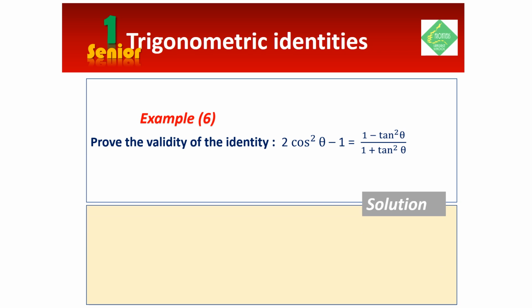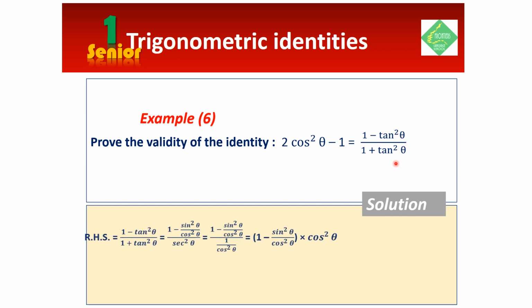Let's take example 6. Prove the validity of the identity 2 cosine square theta minus 1 equals 1 minus tan square theta over 1 plus tan square theta. Let's work at the right hand side. When you work at the right hand side, it will be easier than the left hand one. So 1 minus tan square, I will replace tan square by sine over cosine, and I will replace 1 plus tan square, from the law we have discussed at the first of our lesson, it will be sec square theta. 1 plus tan square equals sec square.